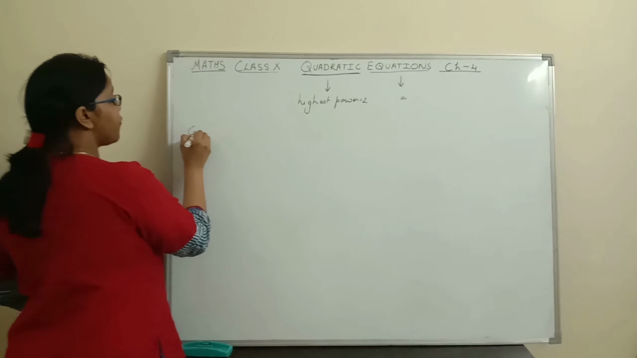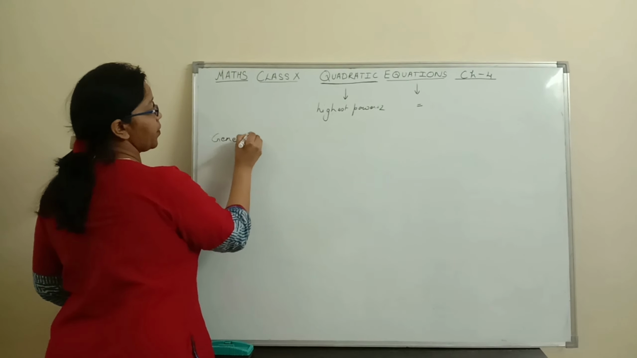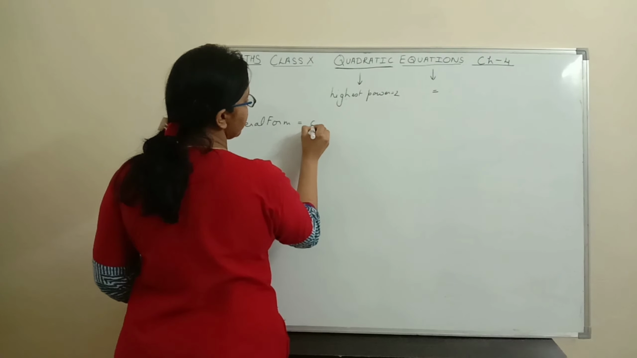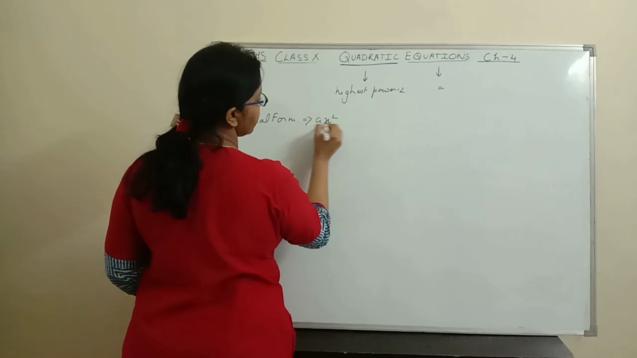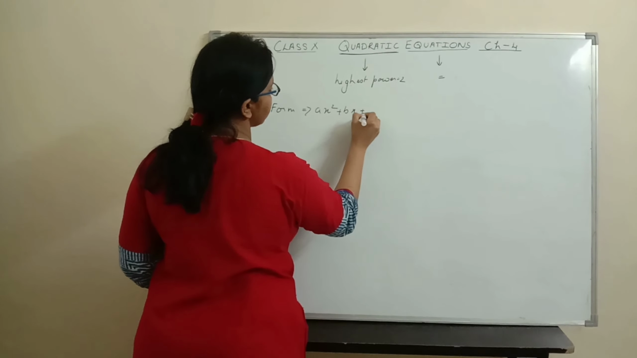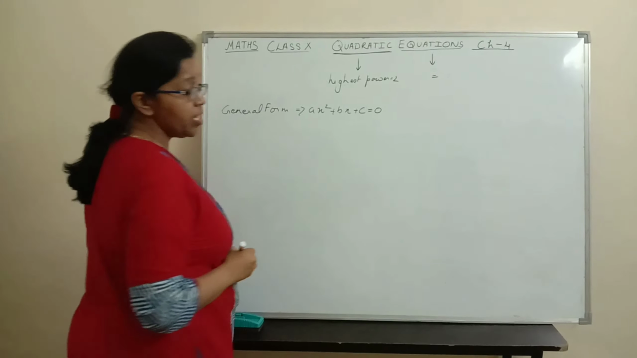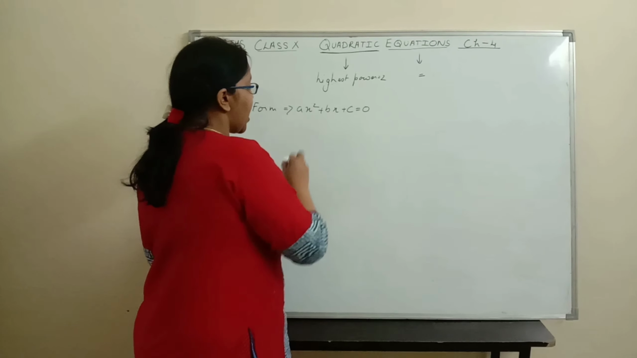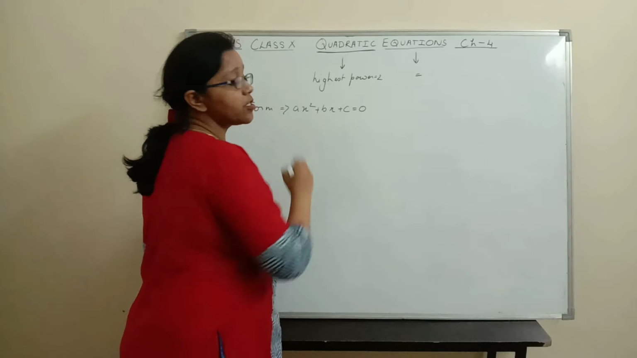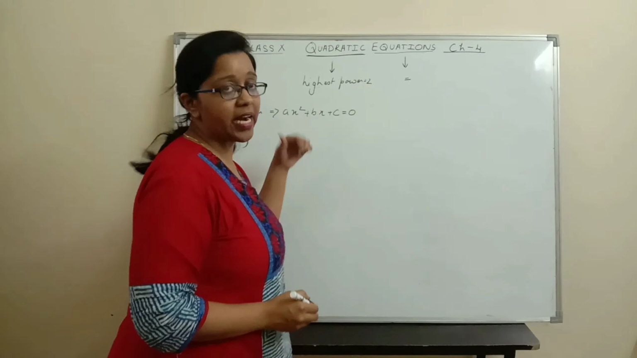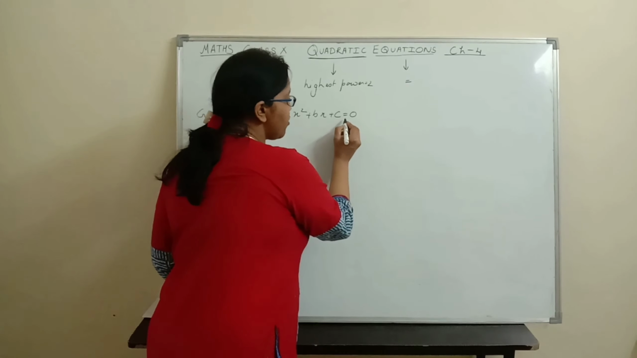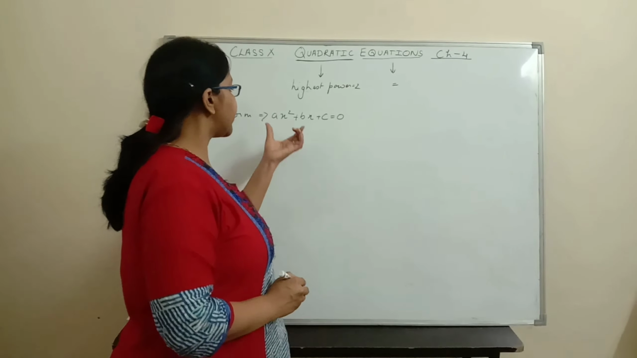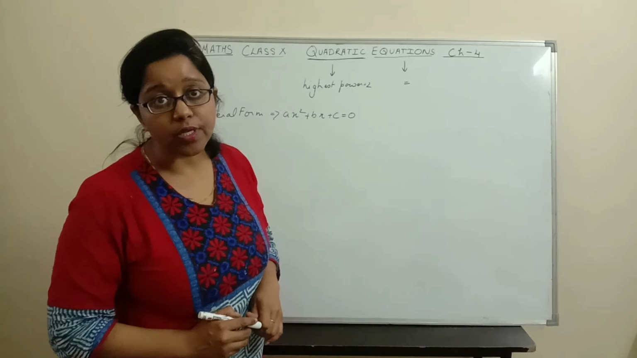Now the general form of the quadratic equation is ax square plus bx plus c is equal to 0. Here we will see how it is a quadratic equation. The highest power of the variable is 2, it means it is quadratic. And we have an equal sign, it shows that it is an equation. That is why it is said to be a quadratic equation.